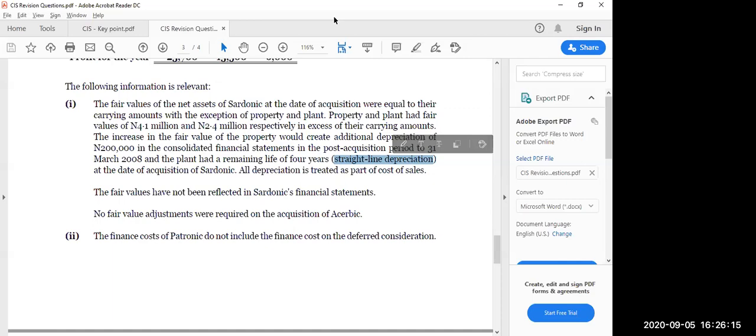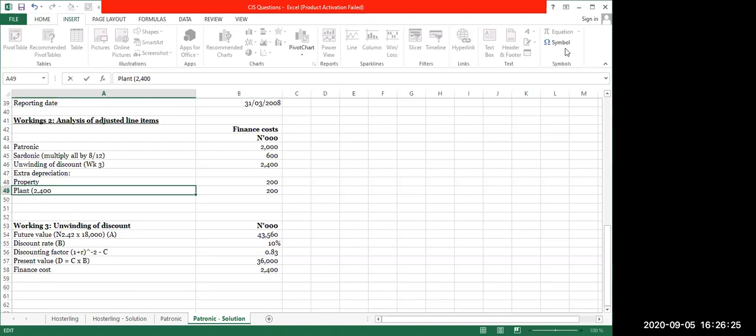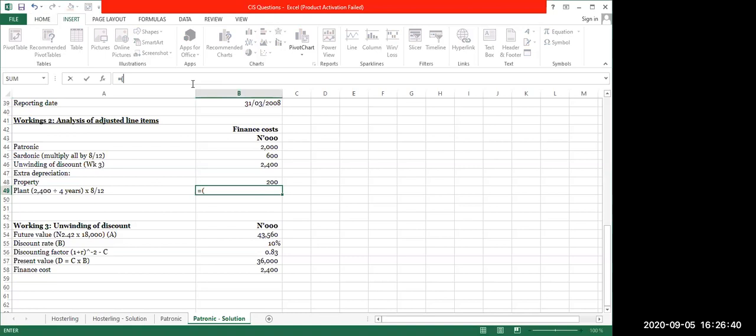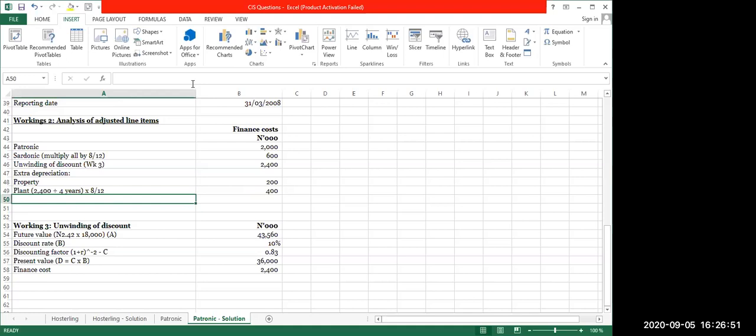So I return to my Excel document. So it is 2.4 divided by 4 years. But I have to multiply it by 8 over 12 because it's an acquisition during the year. So there we go. We have the extra depreciation. Sorted.